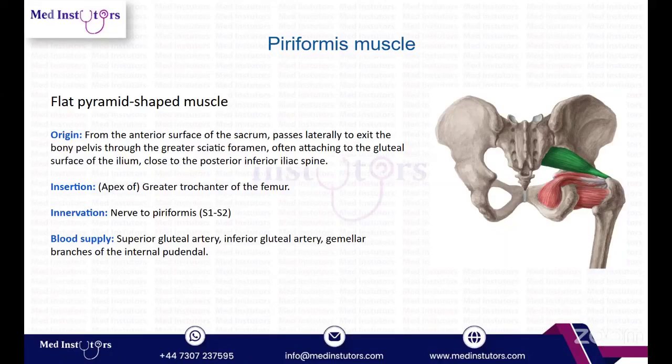So one thing here: why is this muscle high yield? Since it is passing through greater sciatic foramen, when we talk about the contents of greater sciatic foramen, we have to relate those contents with the course of this muscle. Am I clear?